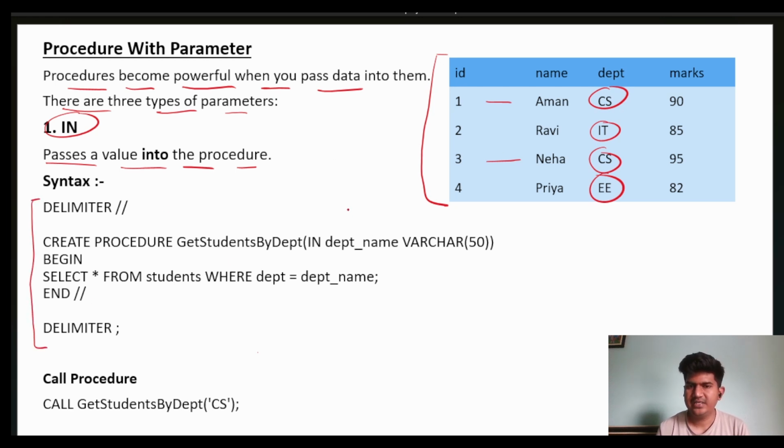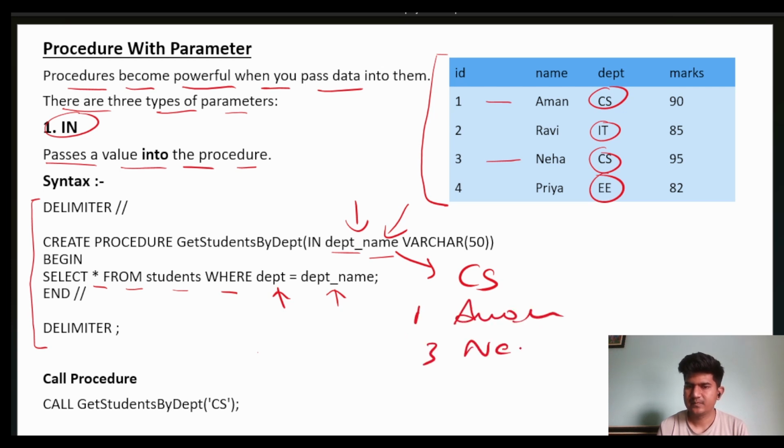In this we are passing department name as a parameter and the query will check select star from student where department is equal to department name. So we will get the rows of students which match the parameter department name that we passed. Like here, if we pass CS, we will get two rows. First one is Aman and second one is Neha. Similarly, if we pass IT, we will get one row which is of Ravi.